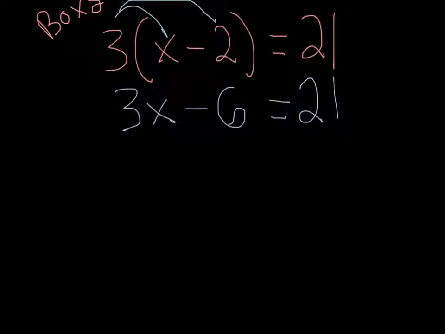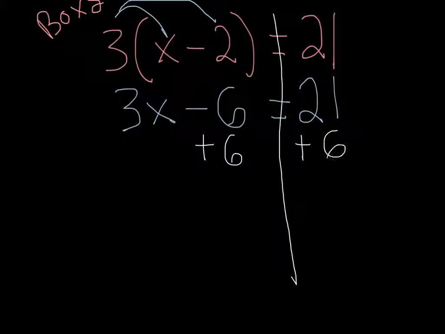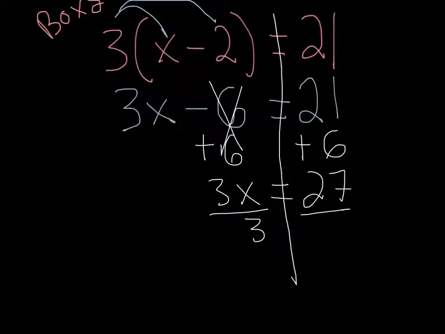So I'm going to draw my river. I'm going to add 6 to both sides. You get 3x equals 27. Divide both sides by 3. And you get x equals 9. So that's how I solve an equation with parentheses in it. I use my distributive property. Make sure to copy this down in box 2. If you need to pause it, go ahead and pause it.